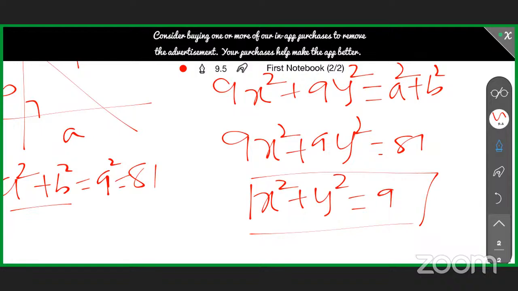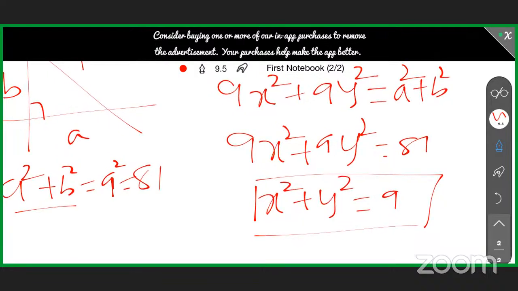Did you understand this question, dear students? Yes, sir. Excuse me, sir, can you please explain from A square plus B square? From where do you want me to explain? A square plus B square.